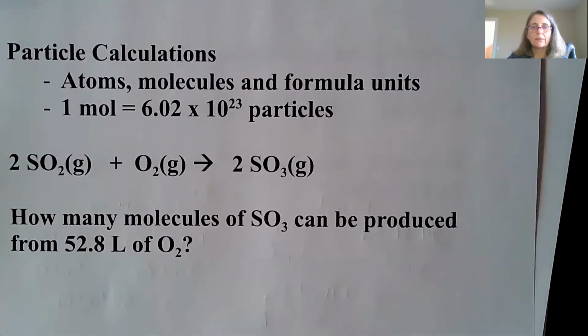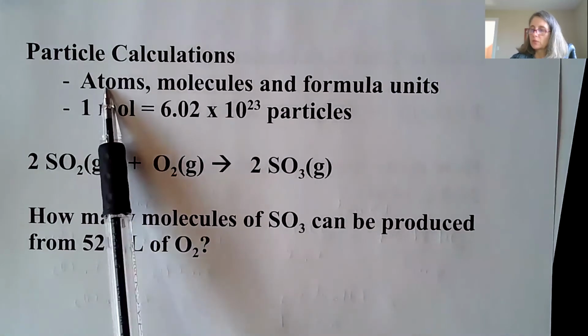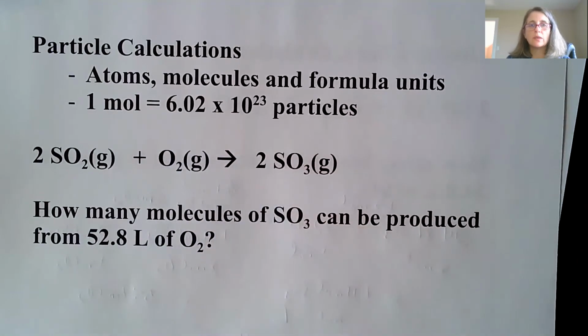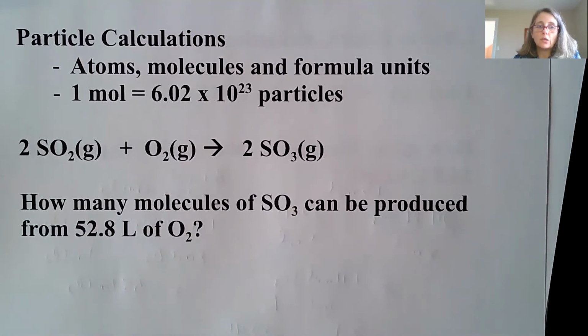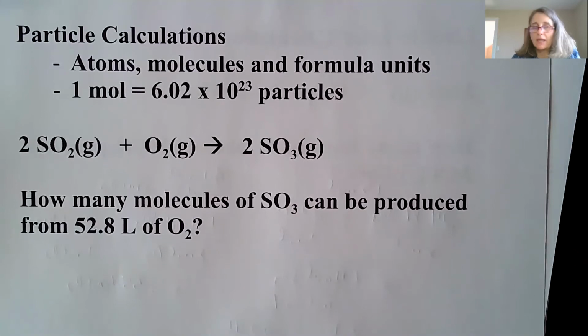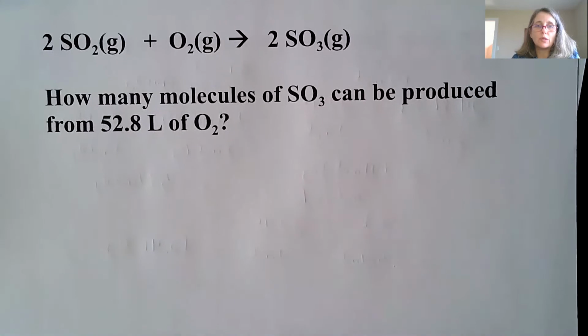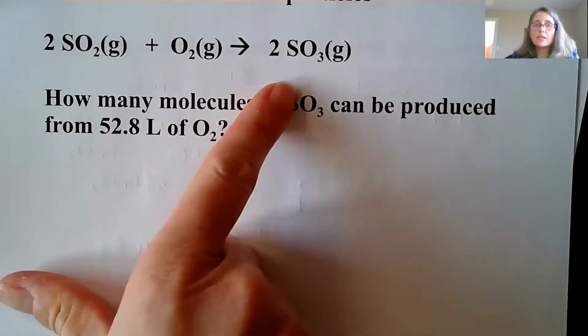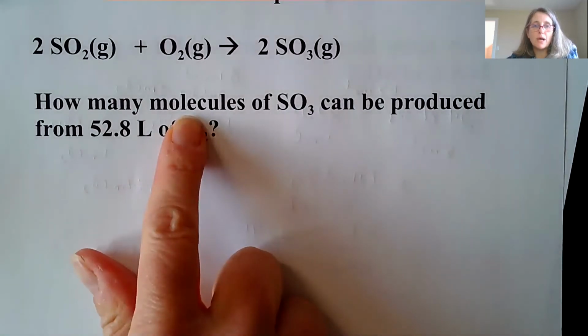So another type of calculation that we're going to be doing is what we call particle calculations. Particle calculations have to do with relationships between atoms, molecules, and formula units with Avogadro's number of 6.02 times 10 to the 23rd. So instead of going from liters to liters, I'm now going to go from liters to molecules, for example. And I could do any calculation I want as long as I have that magic number of 6.02 times 10 to the 23rd. So I'm going to use the same balanced equation, and I'm going to start with liters and go to molecules.